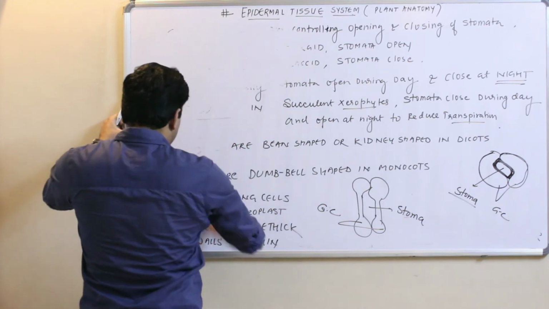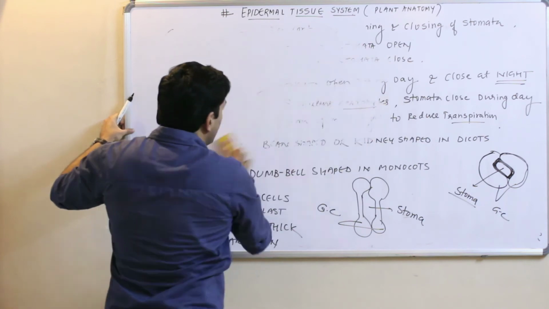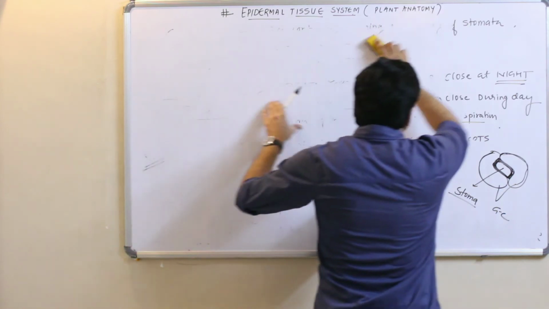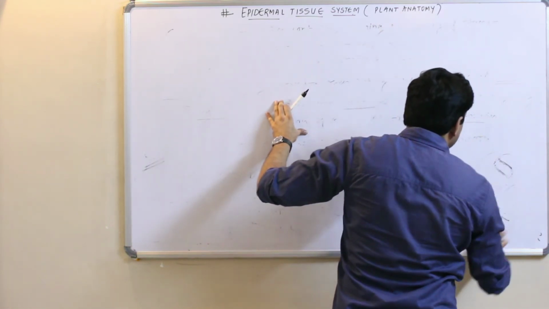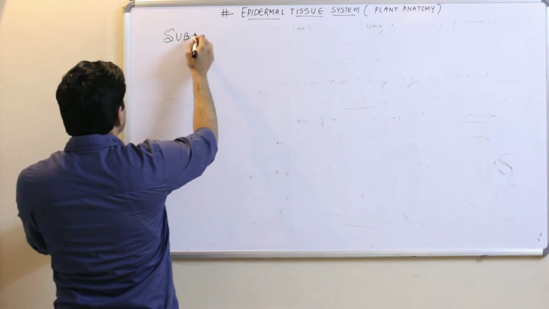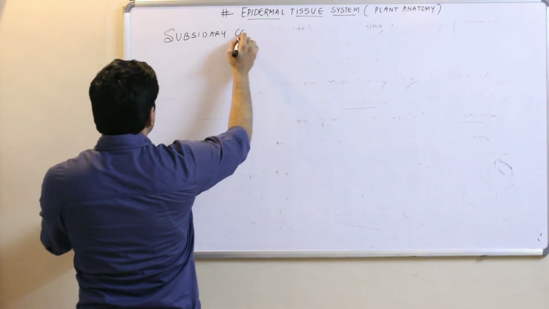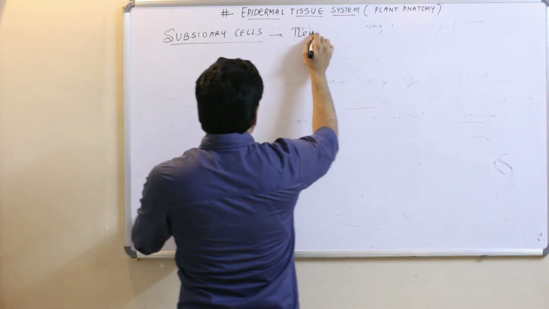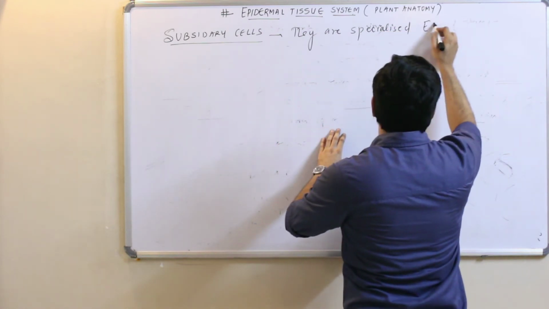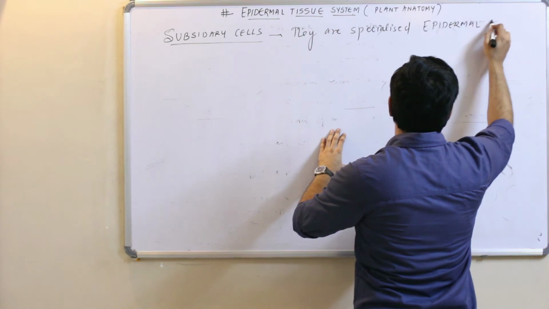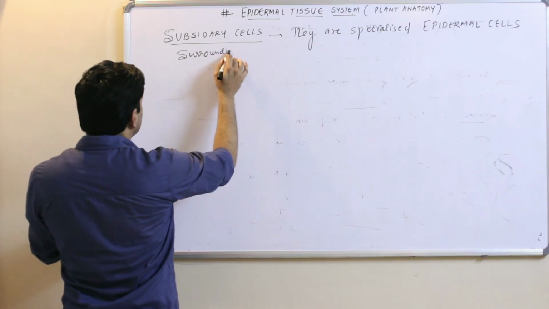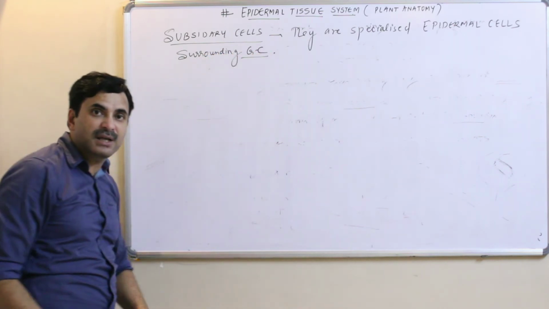Now, subsidiary cells. The stomatal apparatus also consists of subsidiary cells. They are specialized epidermal cells surrounding the guard cells.